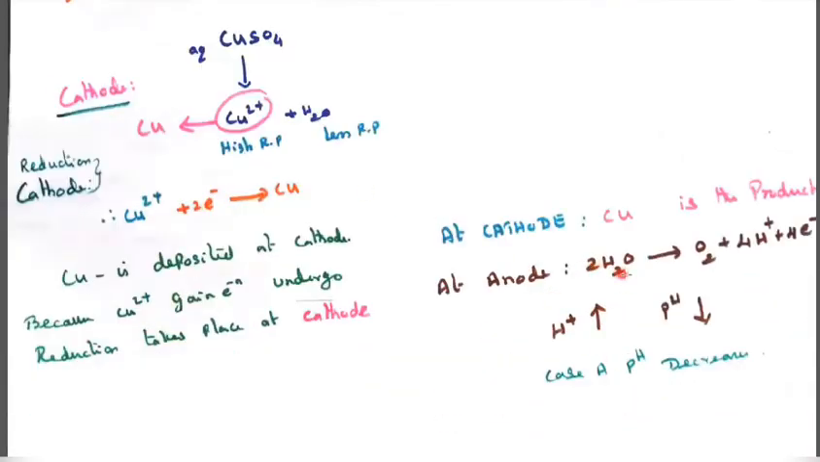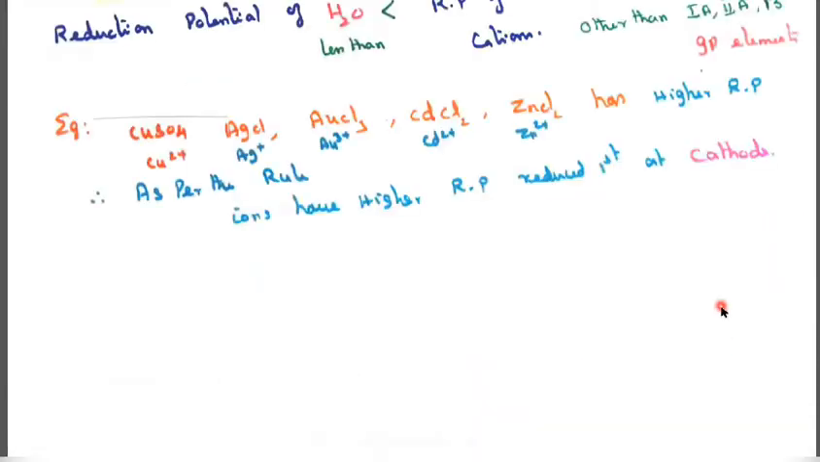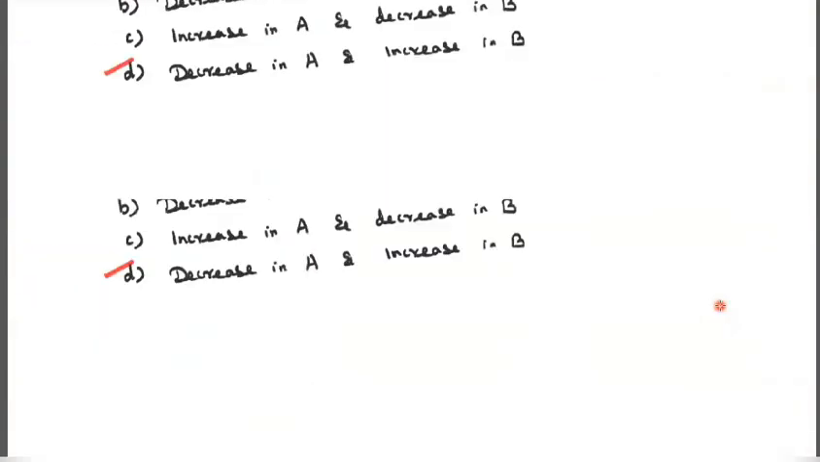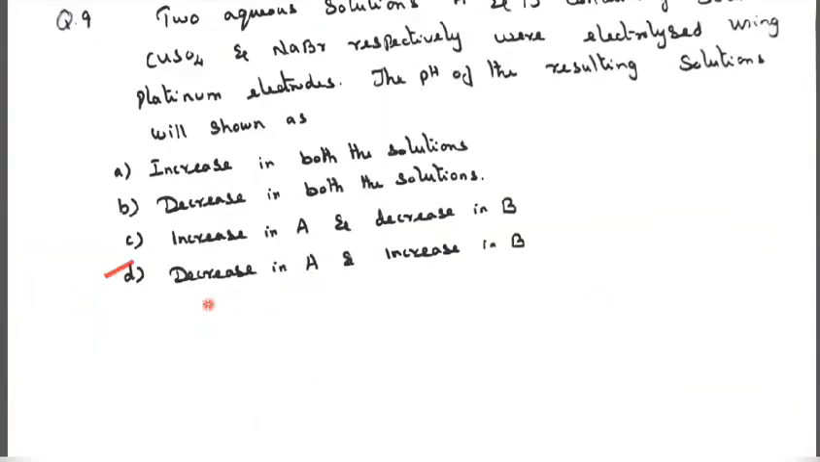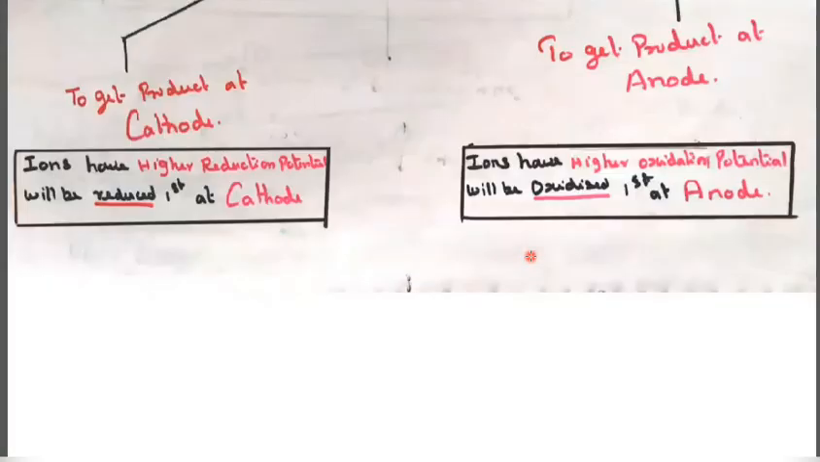Next, at the anode, water in the aqueous solution: 2H2O gives O2 plus 4H+ plus 4 electrons. The point is, when the hydrogen ion concentration increases, the pH decreases. For case A, copper sulfate, the pH will decrease because pH is equal to the negative logarithm of the H+ ion concentration. So H+ increases, pH decreases. So for A, the pH decreases. Now we should find out whether it automatically increases in B. Let us prove whether it is increasing or not.